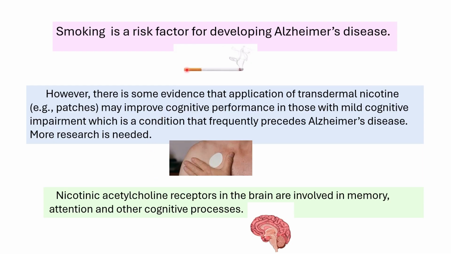Now, the connection between smoking and cancer is indisputable and well known, but smoking is also a risk factor for developing Alzheimer's disease. However, there's some indication that the application of transdermal nicotine patches can improve cognitive performance in those with mild cognitive impairment, which is a condition that precedes Alzheimer's disease, but more research is needed in this particular area. Nicotine acetylcholine receptors in the brain are involved in memory, attention, and other cognitive processes. So there is a biochemical connection here.